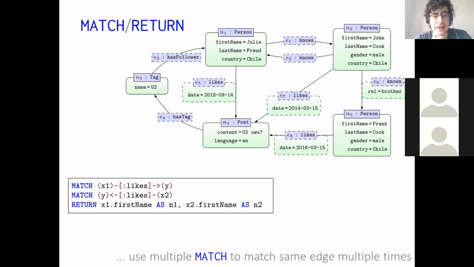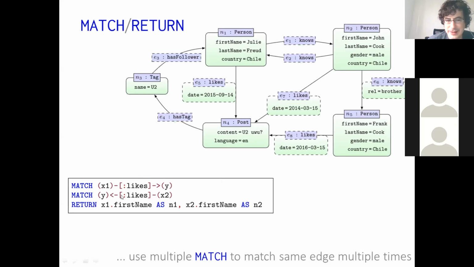Okay, so if we did want to use the same edge twice, what we can do is reuse multiple matches, and what we do between the two matches is equivalent to a natural join. So we make sure that when we do it, we join it such that, in this case, y is equal to y here, okay? So the first thing we'll find are nodes that like other nodes, which would be N1, N4 is one result, N2, N4 is another result, and N5, N4, three results.